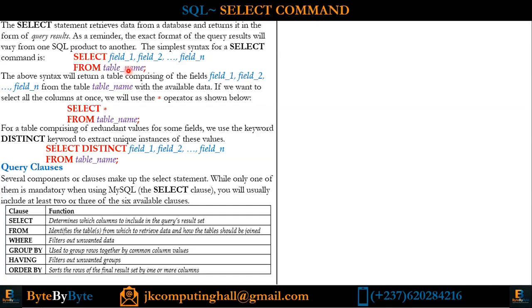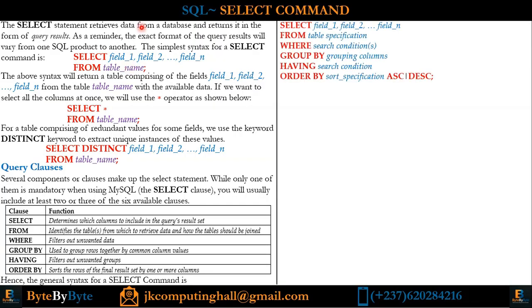With these different clauses, the general syntax for the select command will be: select, I put the different fields, from, I specify the table, where I put the search condition, group by, I specify the columns I'm using to group the result of the query, then having, I specify another search condition, then order by, I specify the sort specification, that is, by what am I sorting the values, and at the end the sorting is either in ascending order or in descending order.